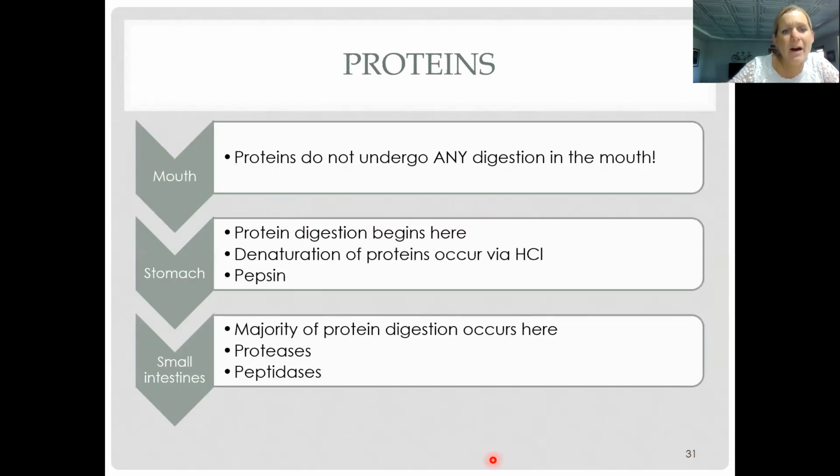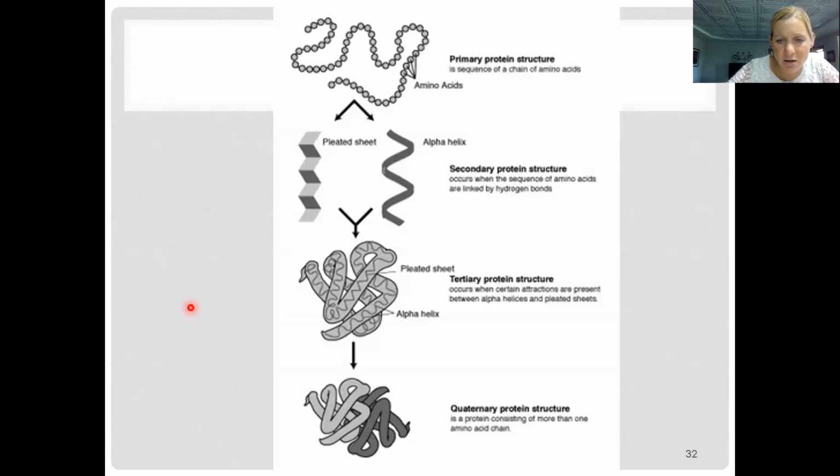So in the mouth, nothing going on. Proteins are not undergoing any digestion. In the stomach, protein digestion begins to occur. We're going to have what's known as denaturation of the proteins. Okay, and denaturation is a process by which a protein begins to unravel. I have an image here to show you of how this looks.